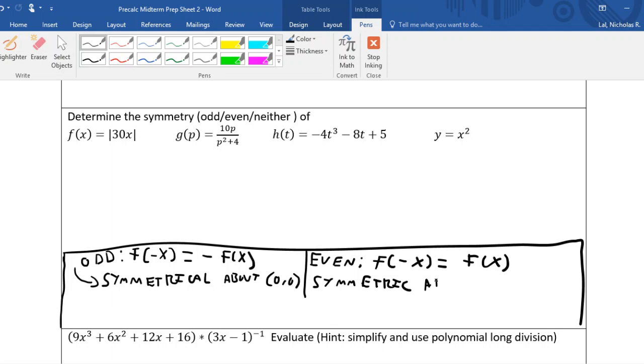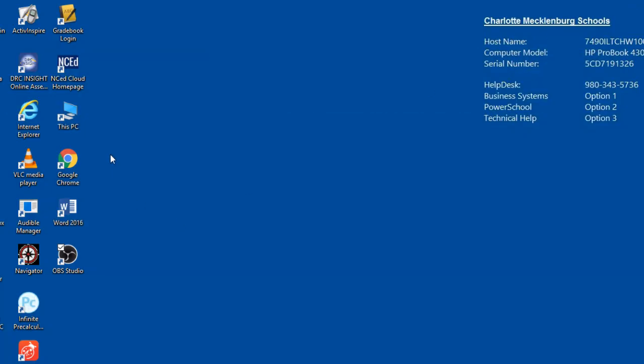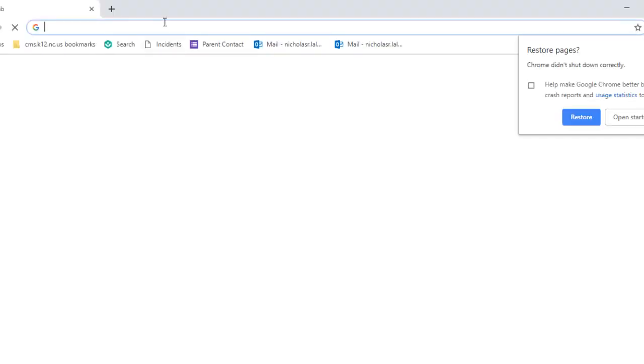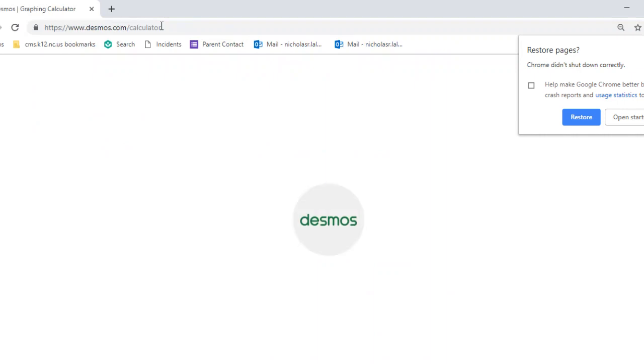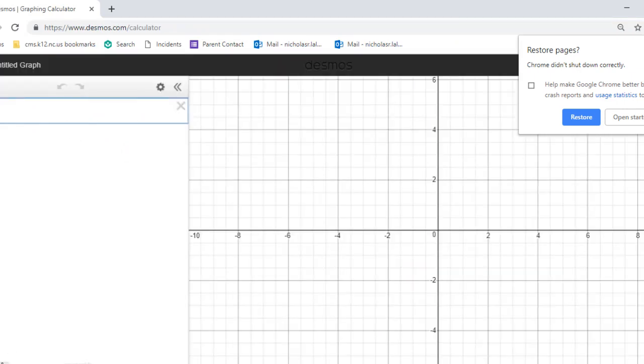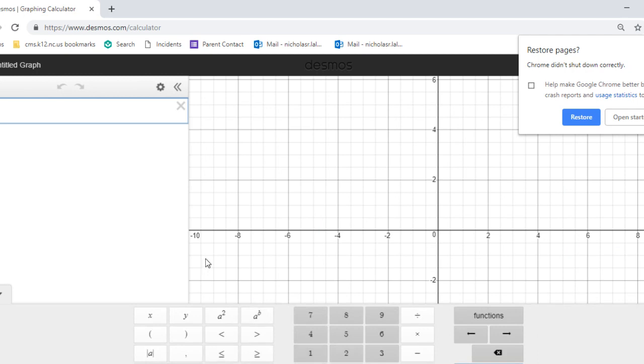Symmetric about the y-axis, okay? And I think if we pull up Desmos, it'll be pretty easy to see what functions are odd, even, or neither. So let's look at the absolute value of 30x, okay? In Desmos, we are going to graph the absolute value of 30x.